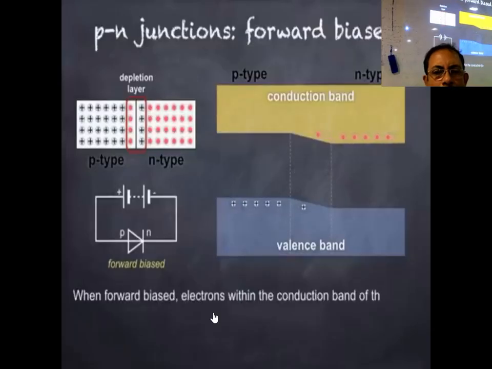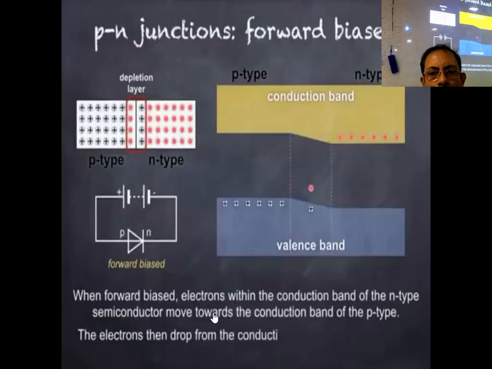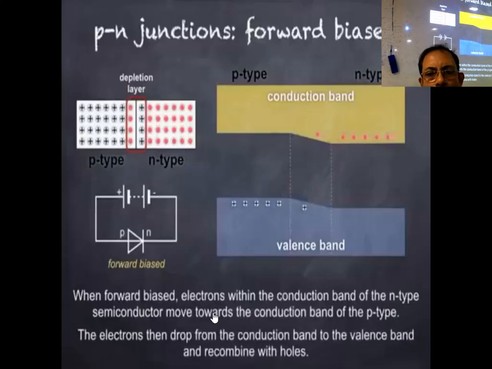Within the junction, electrons drop from the conduction band to the valence band and recombine with holes. Energy is released during these recombinations, and in a PN junction diode, this is in the form of heat, which results in a rise in temperature.